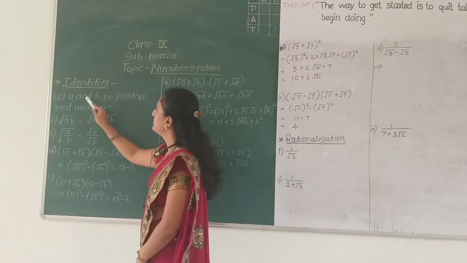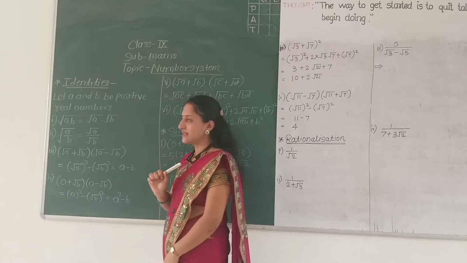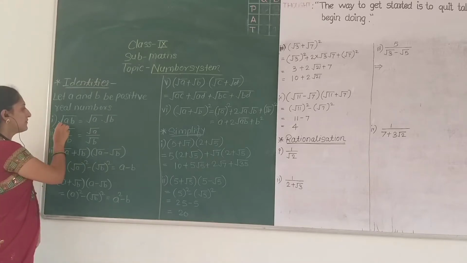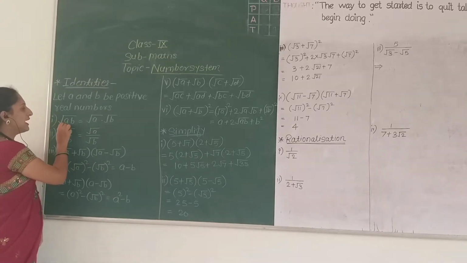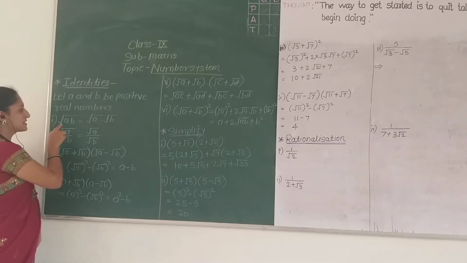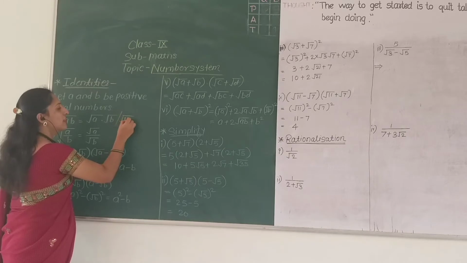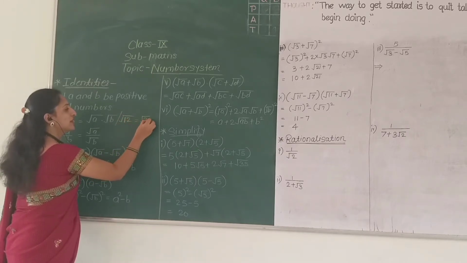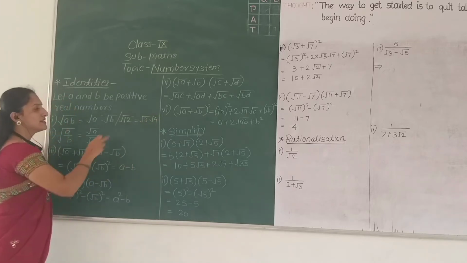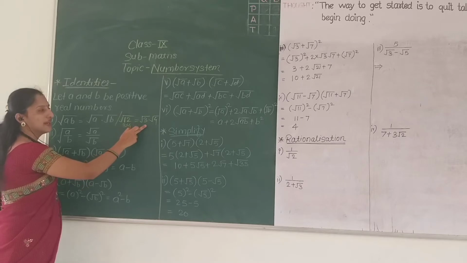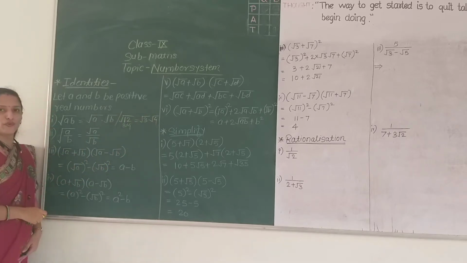Let A and B be two positive real numbers. Then first identity is square root of AB is equal to root A into root B. For example, square root of 12 can be written as root 3 into root 4. Now 12 is equal to what? 3 into 4. So we can write here root 3 into root 4.